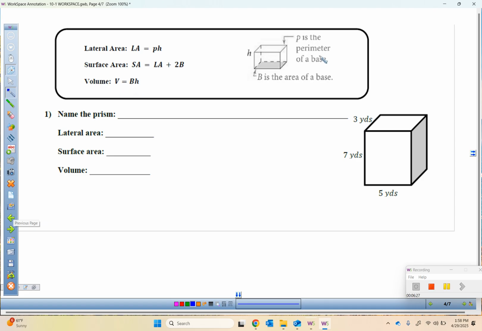Okay, so let's name the prism. We just learned on the first side that the prism is named by the base. So let's check out my bases here. What kind of a base do I have? What polygon is this? A rectangle. Okay. A cube, if it was a cube, it would all be the same dimensions. Okay? But this is a rectangular prism. Close.